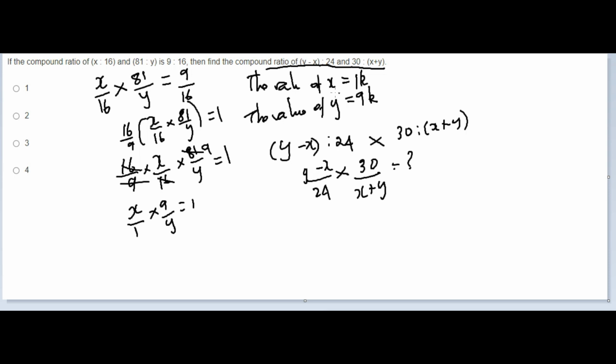So simple, what you do, you just apply x equal to 1k, y equal to 9k, is it right? So if you do so, what? 9k minus 1k divided by 24 into 30 divided by 1k plus 9k is equal to question mark. So what's 9k minus 1k? 8k divided by 24 into 30 divided by what is 9 plus 1? 10k, is it right?